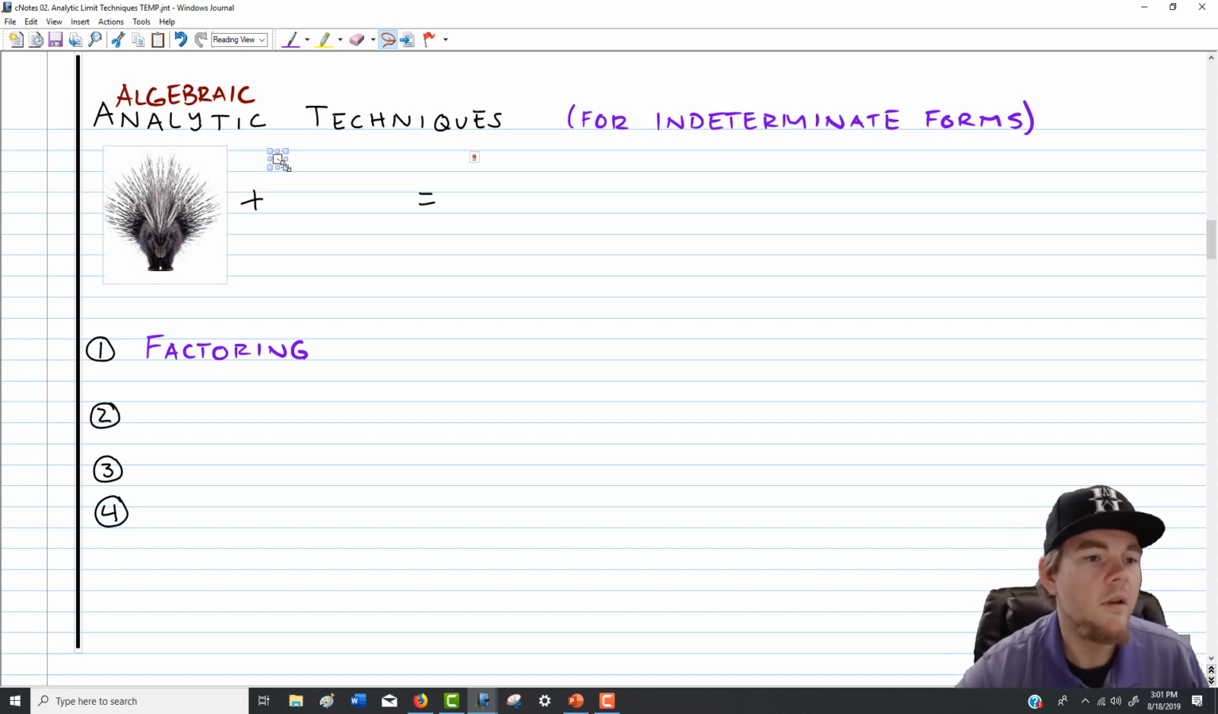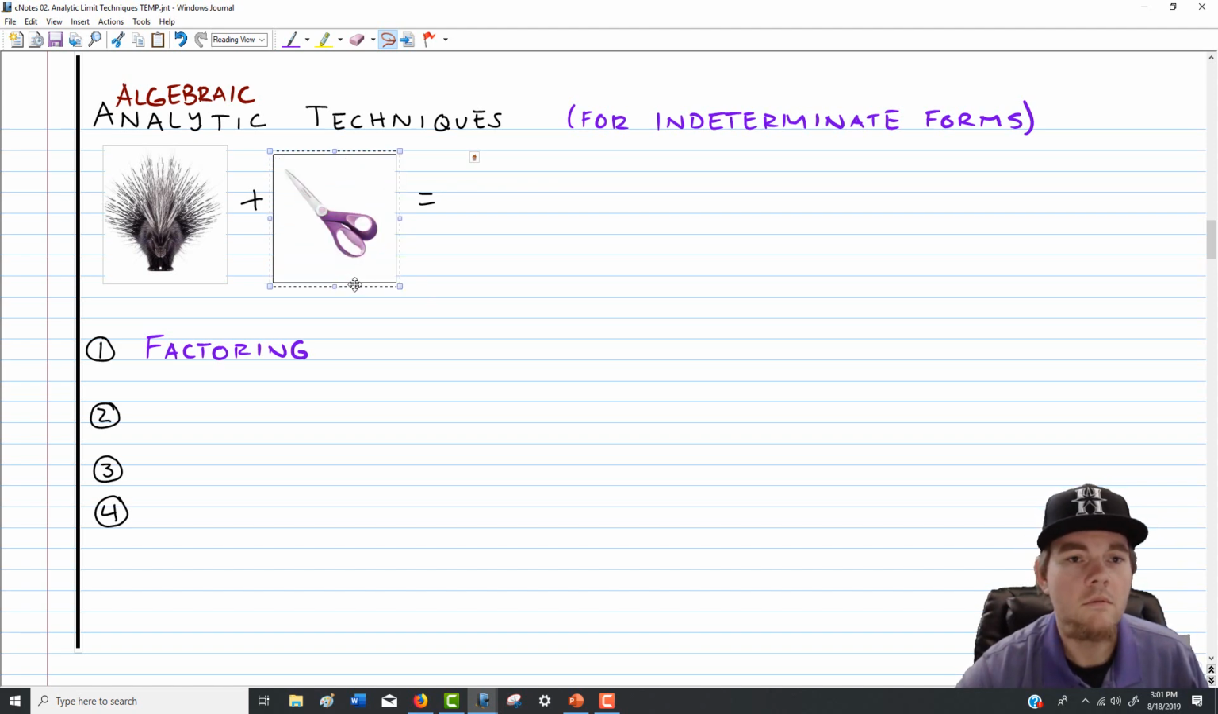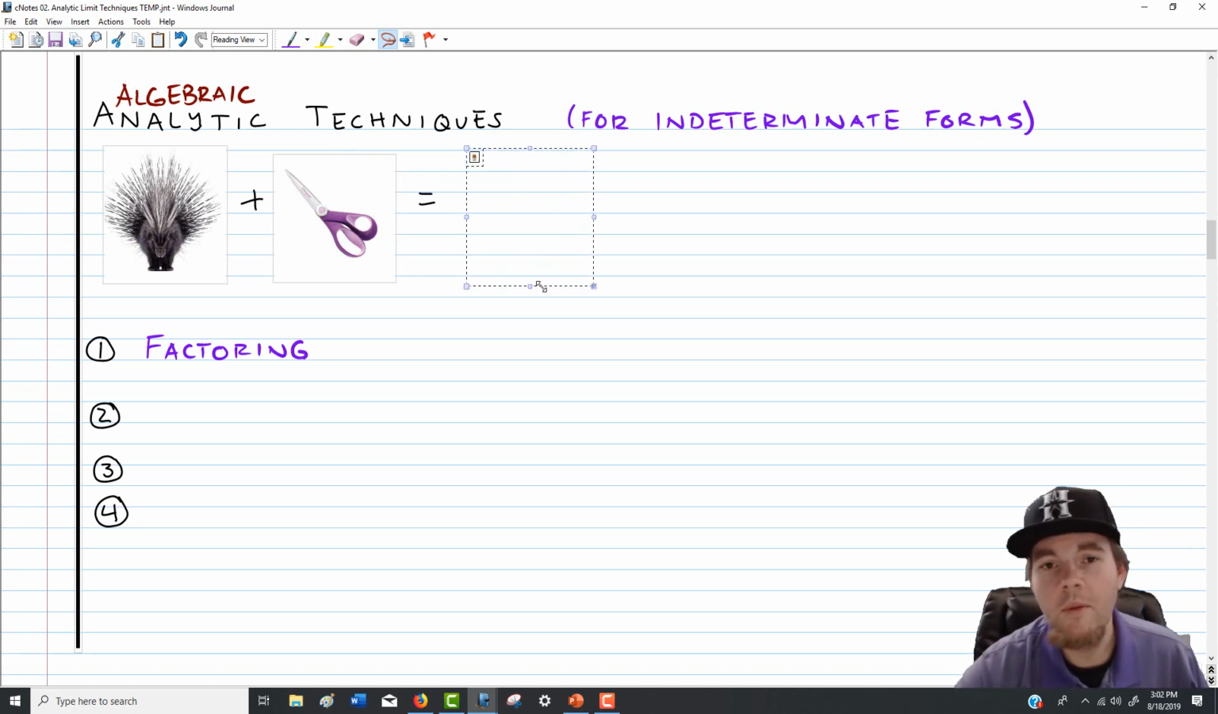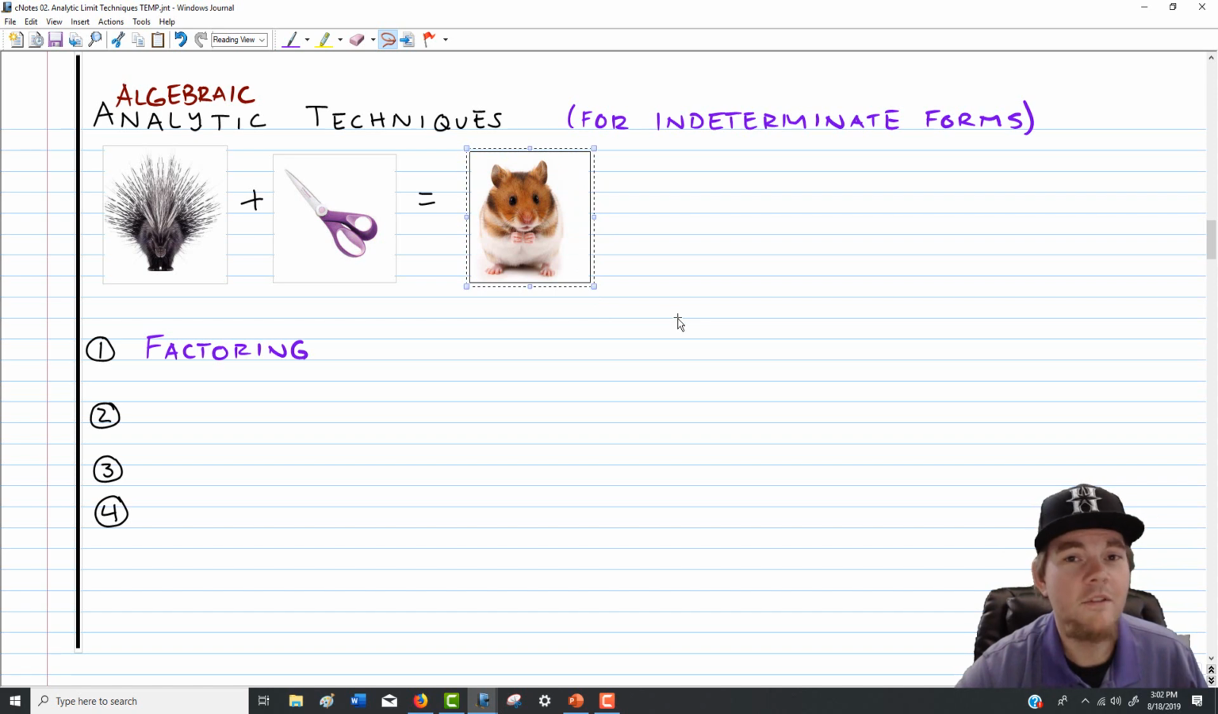They're sharp. Well, the truth is, a porcupine is an unsuitable pet for the average person unless you bring in scissors. Because really the whole problem with a porcupine is the quills. So if you could just trim off the quills, you'd be left with the beautiful, cute, cuddly animal underneath. And little did many of you know, the porcupines underneath are hamsters.